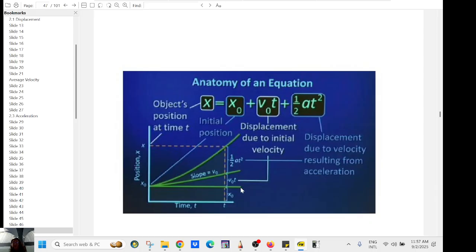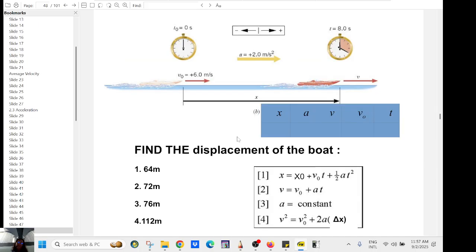You see here the position. In that case, it does not change, it stays the same. In that case, you have a constant velocity, and when you have a parabola, that means you are speeding up.